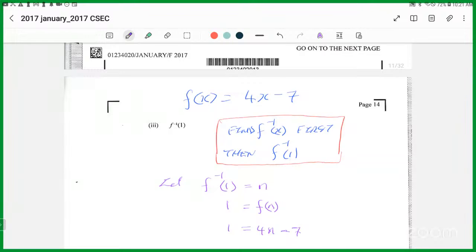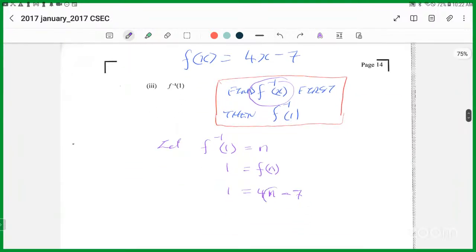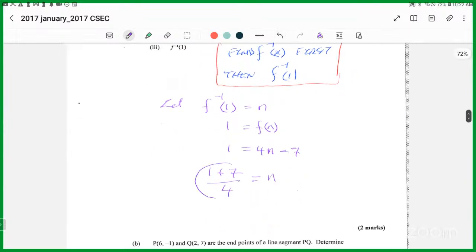So you see, any way you take it, you have to do some form of transposition. To get f to the minus 1 of x, you would have to transpose this. It's the same thing. To get n out of this expression, you basically need to transpose to make n the subject. So I'm going to transpose the 7 and then divide by 4. And so n is going to be 1 plus 7, because when I bring over the 7, it becomes plus 7. And the 4 that's beside the n, I divide under here. Divided by 4. Now this works out to be 2, because 8 divided by 4 is 2.